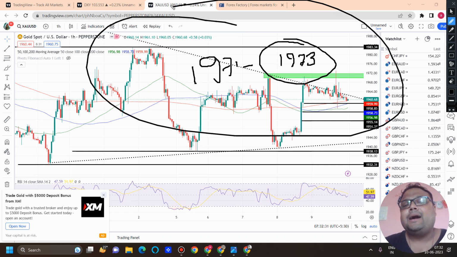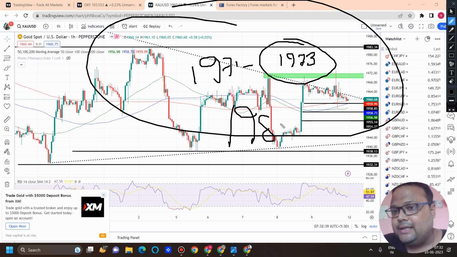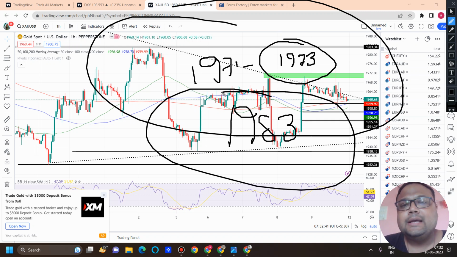In case market shows some volatility, if market shows some volume, then you can expect 1983 to act as the next immediate resistance. 1983 is not a very strong resistance, but in this market condition where we can see that on lower time frame gold is stuck in a range, we can definitely expect 1983-84 to act as a resistance. If market goes up and reverses, we can go for a sell position.